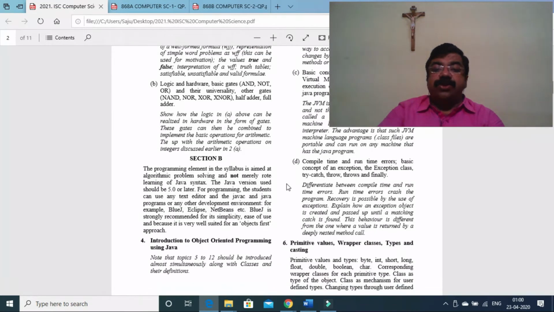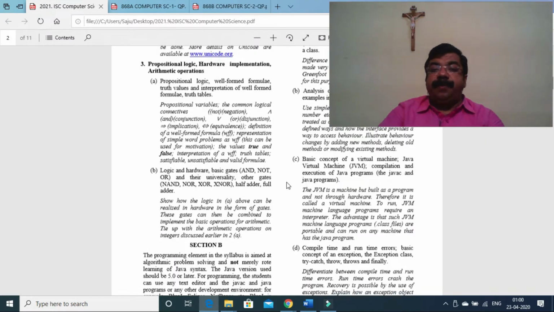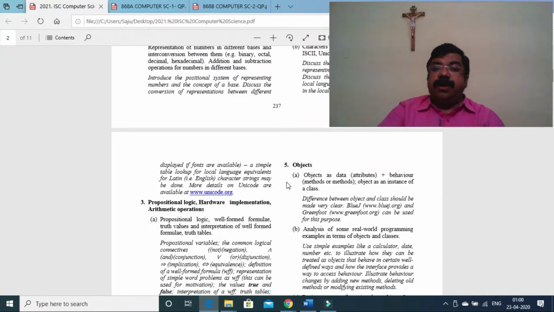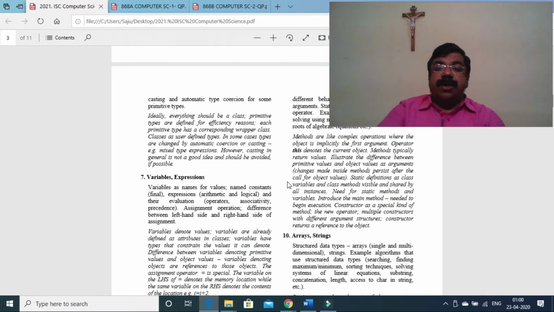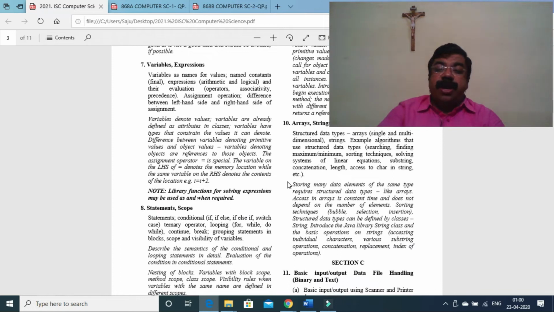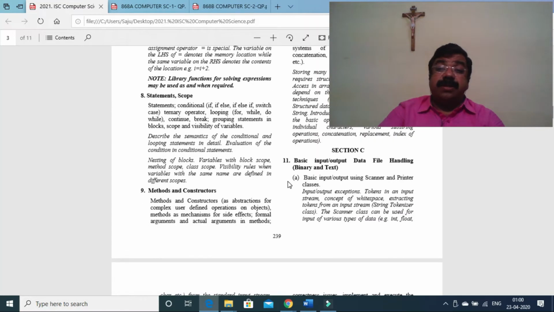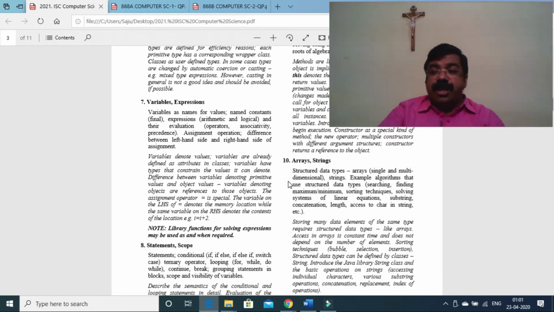Then you had introduction to the Java programming. Then related to the objects. Then primitive values, wrapper classes, typecasting, variables and expressions, arrays, strings, single dimensional array, as well as double dimensional arrays. Then you had a recursion chapter. In the board examination of class 12, definitely you will be having near about 15 marks questions from the recursion chapter.